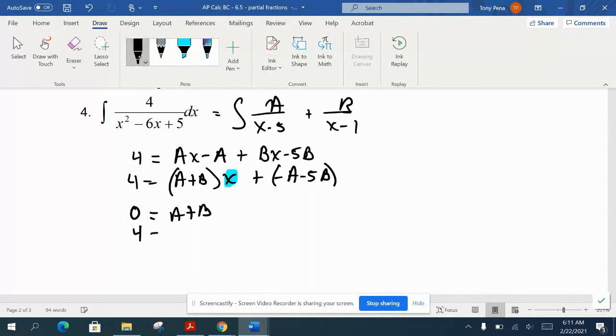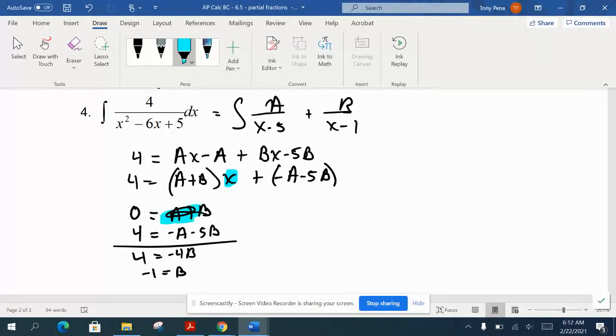Constant's the same. Just let 4 equal the negative a minus the 5b. Add, and what we find pretty quickly is that our b is a negative 1. Since the sum of a and b is 0, that tells us that a must be positive 1. So come up here, let a be 1. Let your b be the negative 1.